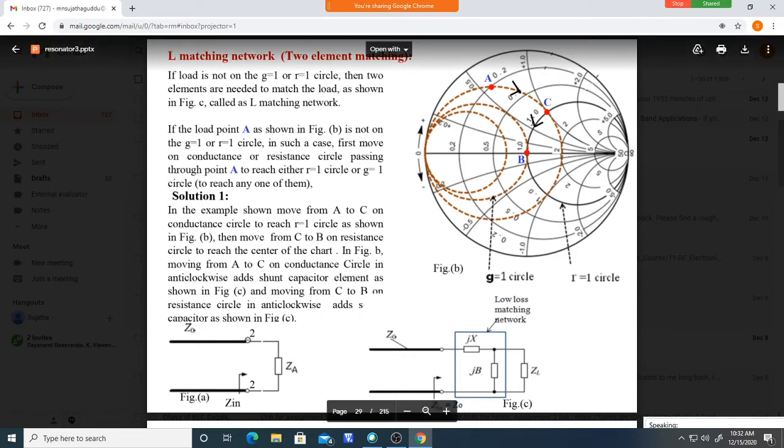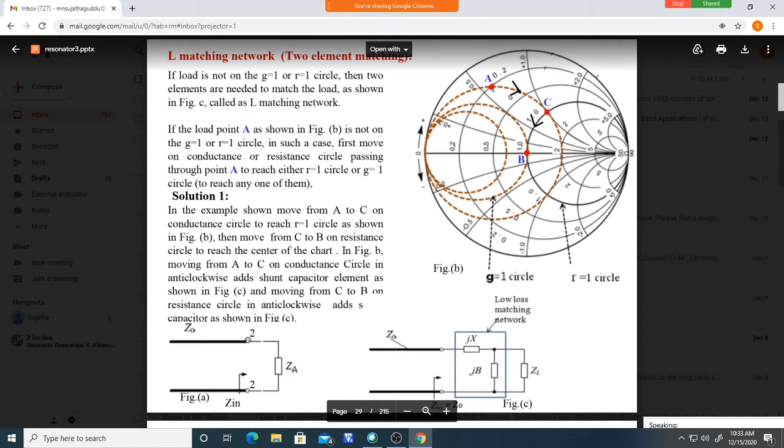Because from here to reach this point, wherever you are, you have to move on the resistance circle or on the conductance circle. Conductance circle only we have to move here. So if I move on a conductance circle and I stop here, then I can only move here like this. I cannot reach the center of the Smith chart. If I stop here, I cannot reach the center, even if I go like this.